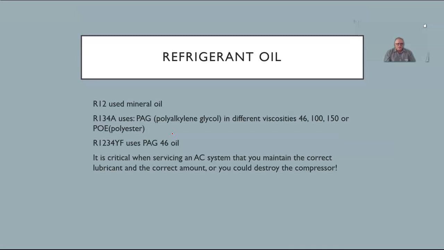On the PAG oil, that came in 3 different viscosities, 46, 100, or 150. What viscosity is used is determined by the AC compressor. When you add oil to a system, you have to make sure that you're putting the right oil in there, the right viscosity oil, or you could damage the compressor. On our R1234 refrigerant, they're using a PAG 46 oil. It's critical that you have the correct viscosity and the correct amount of oil.